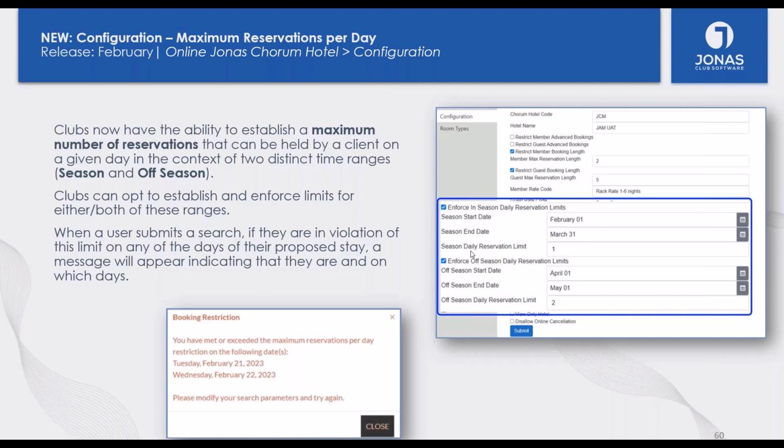So one of the things we did was max reservations per day. So we know some clubs have busy seasons where a member will make multiple bookings in a given day, and you can set this by season. So you can say, I want to enforce an in-season daily reservation limit. When does my season start? When does my season end? And what's my limit? And then you can say, for off-season, I want to enforce it as well, but I want to have a different limit. So you don't necessarily need to enforce off-season daily reservation limits, but if you do want to, you can enforce both and set different limits for each. And if you run into a booking restriction, members would be notified with a message that reads as follows.